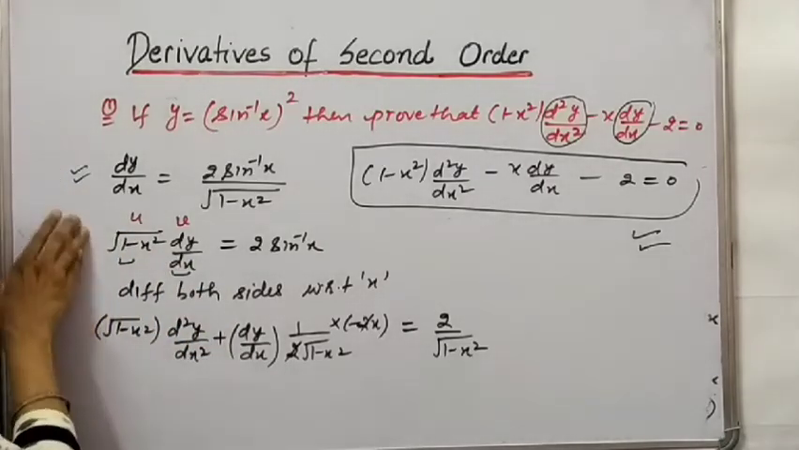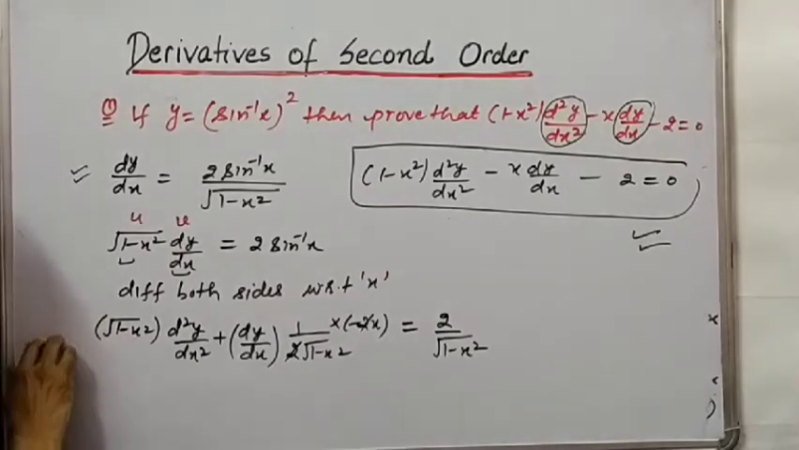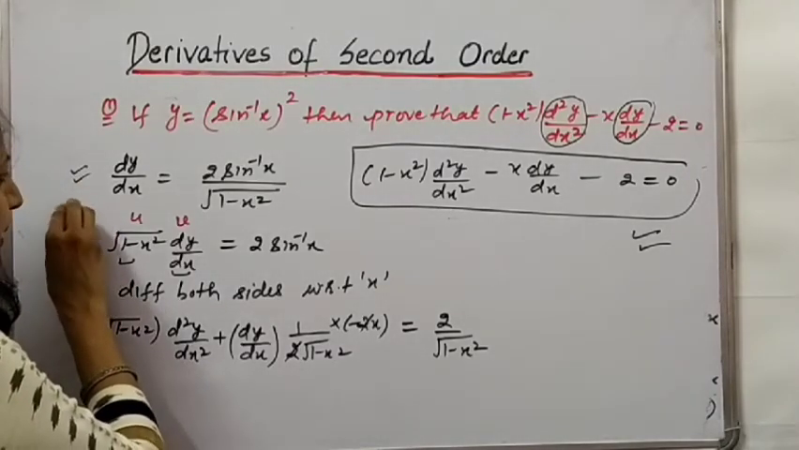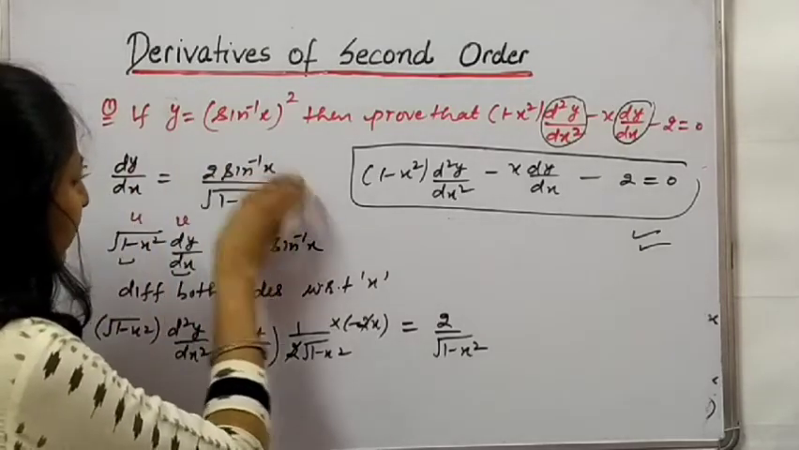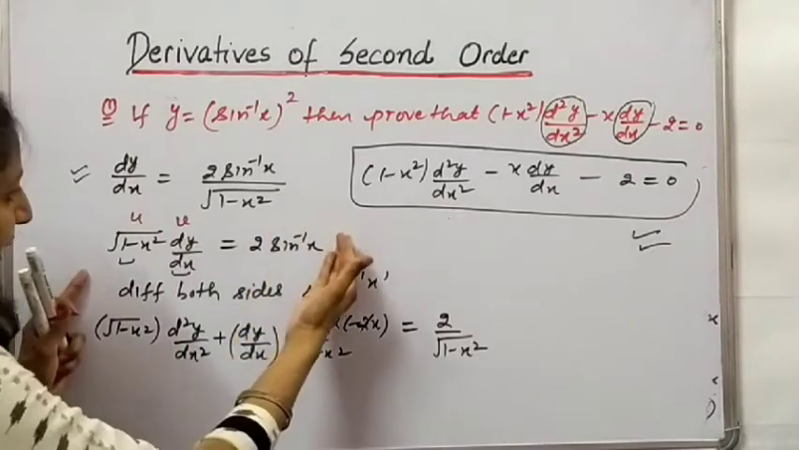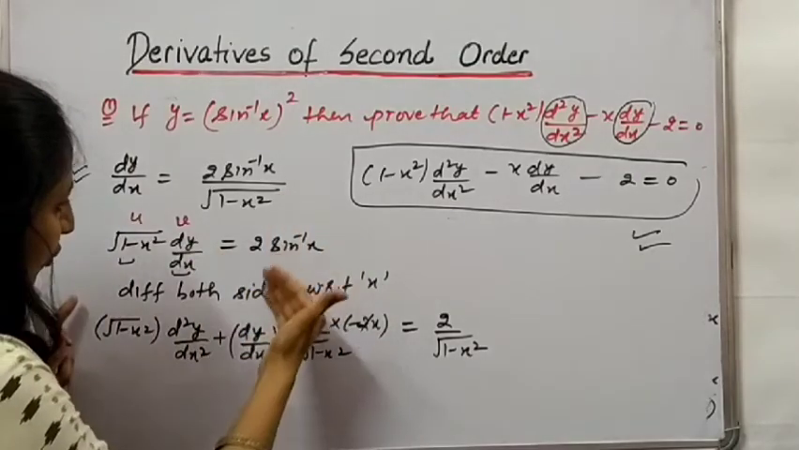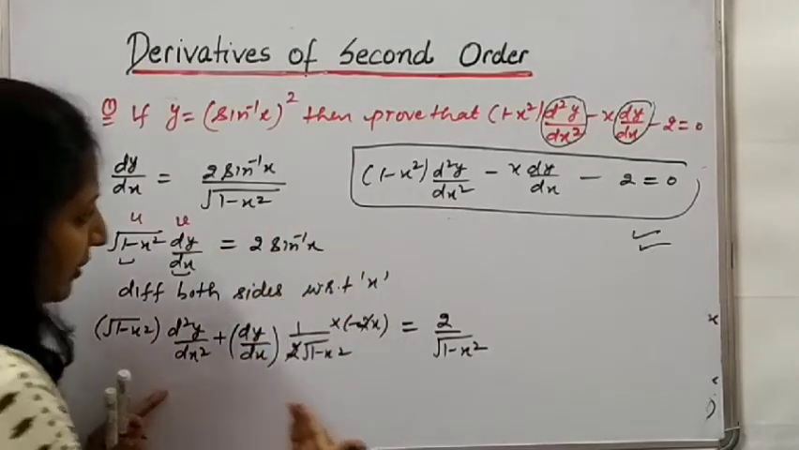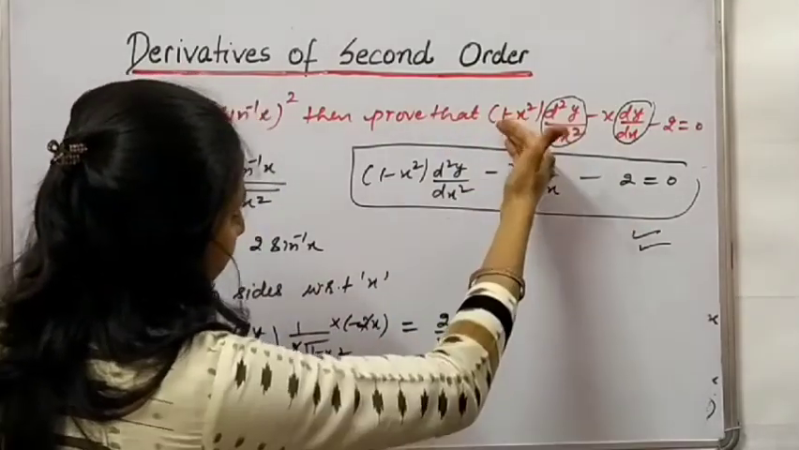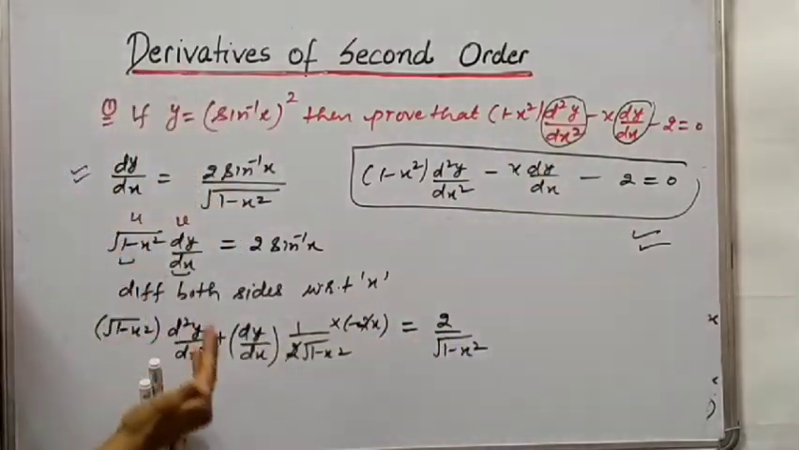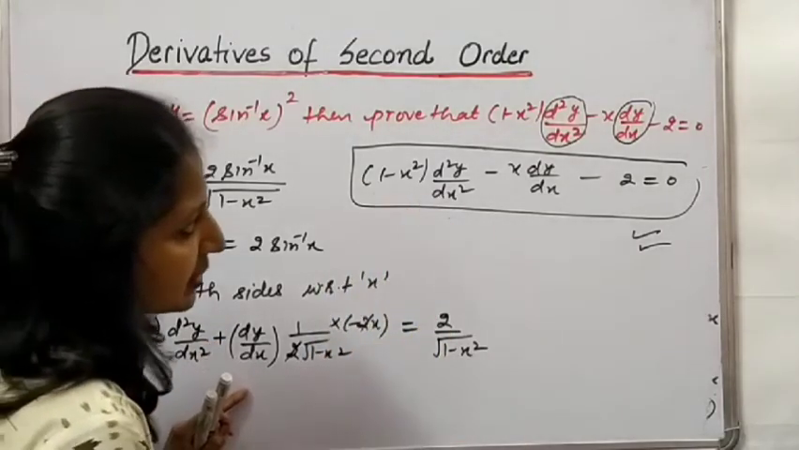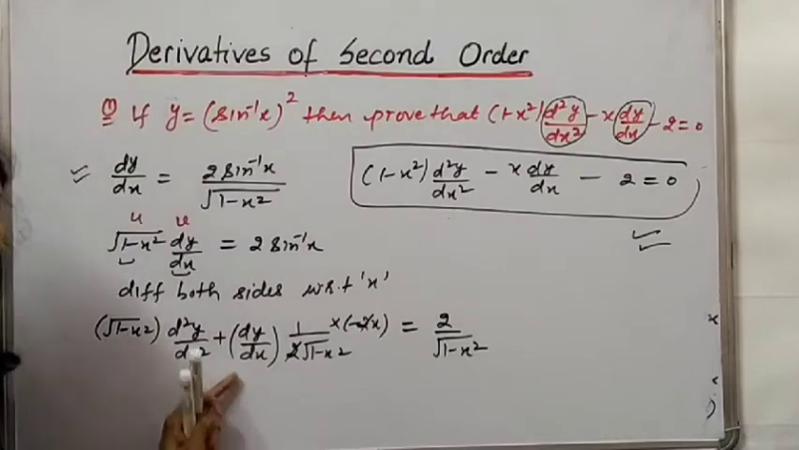So by applying this method you can easily solve the question. In case it is difficult to find the second order derivative directly, then you can apply this method by cross multiplication and then differentiate both sides with respect to x, and you can get your result directly within one or two steps. You will come to your final result, that is 1 minus x square into d2y upon dx square minus x dy by dx minus 2 is equal to 0, right?